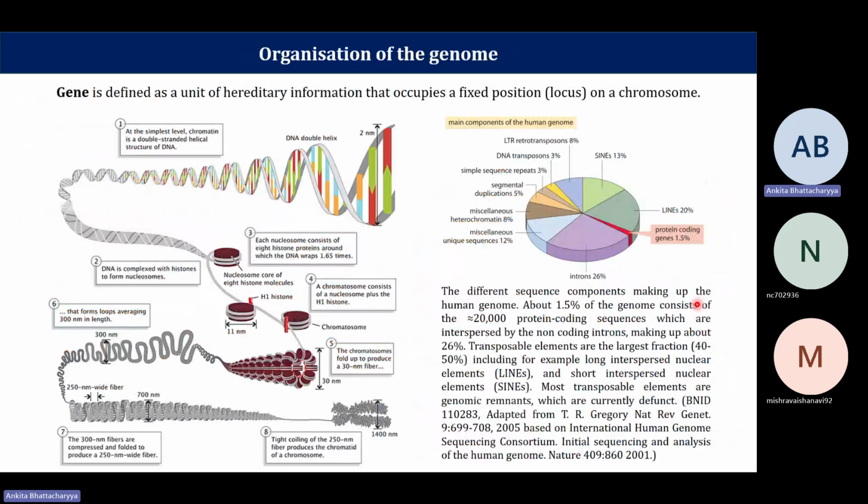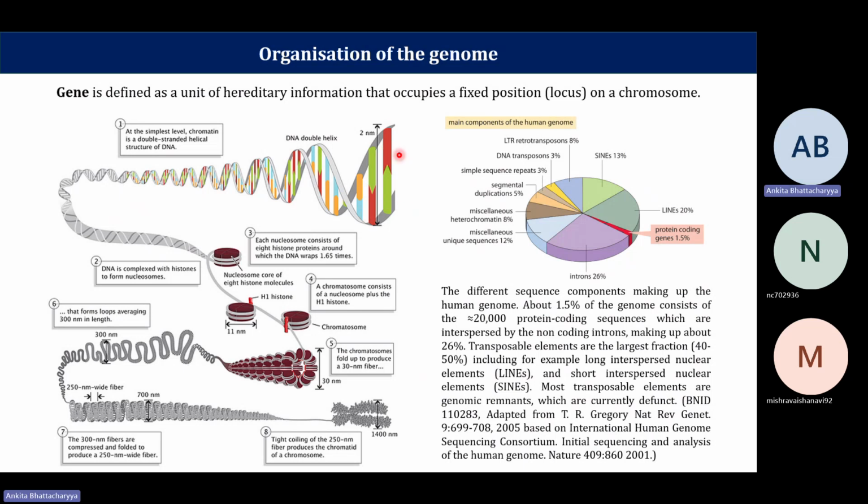Then we looked at some key definitions. For example, the gene, which is defined as a unit of hereditary information occupying a fixed position on a chromosome, which is called a locus. So this is a very common schematic you'll find in any book related to epigenetics, which shows you the dimension of chromatin and DNA packaging.